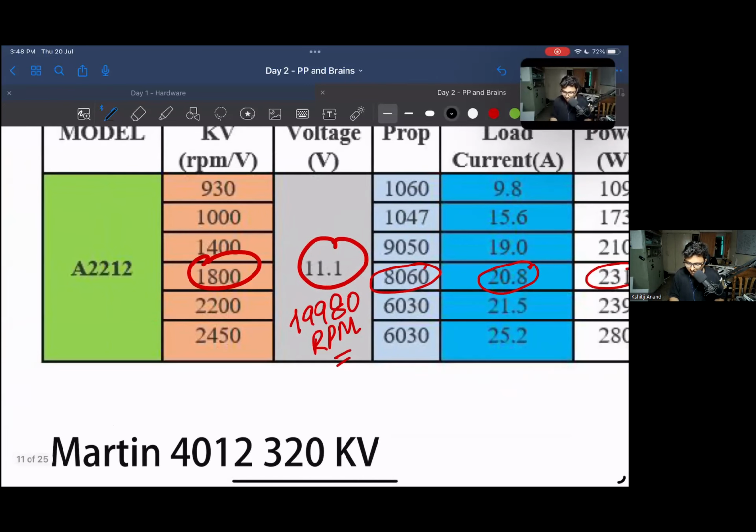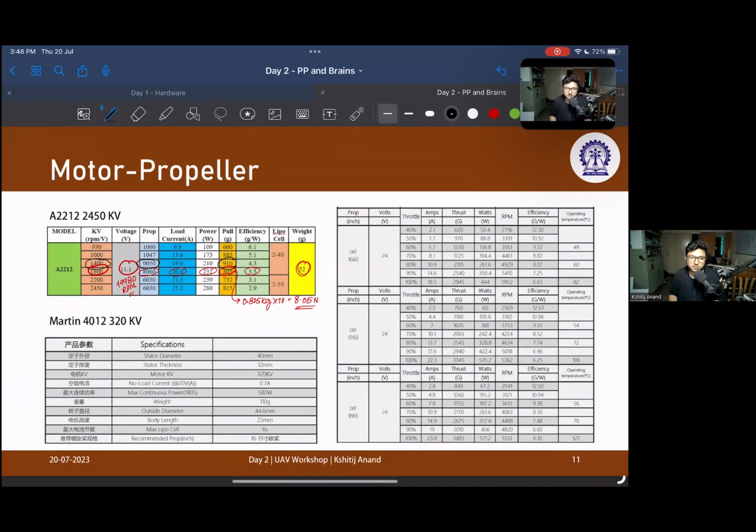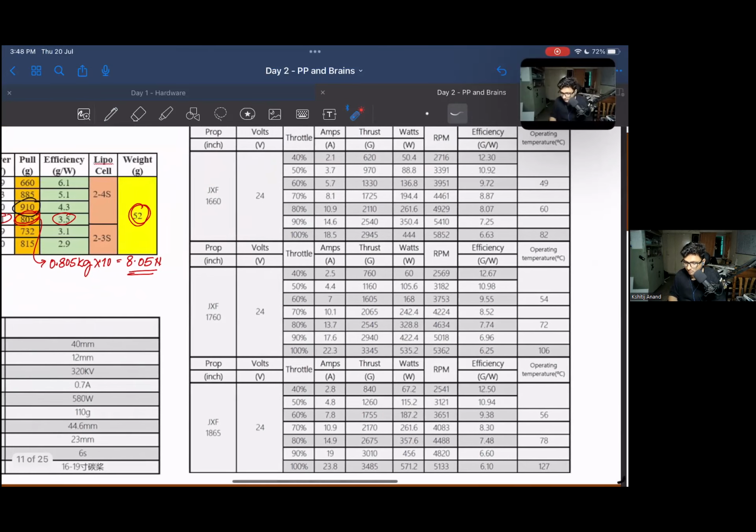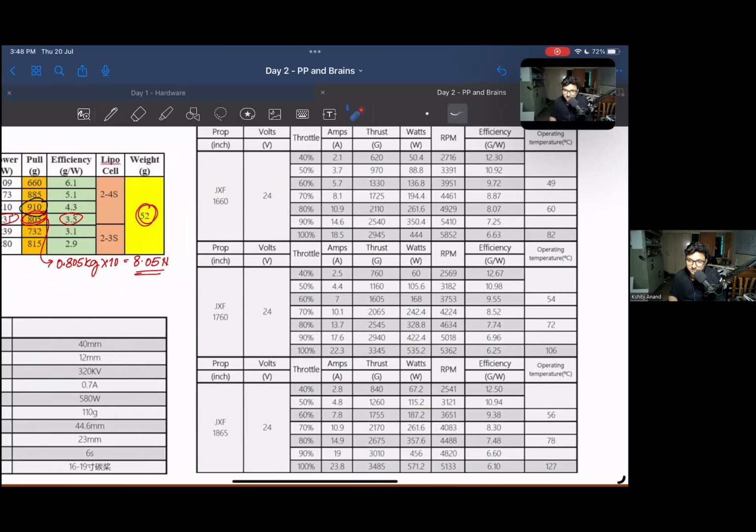So we'll move forward with the 1400 and 9050 propeller. Okay. And then we go ahead and make our design calculations. Then I've also provided another data sheet if someone wants to look at it. So this is a much more diverse data sheet. If you look at it, they have basically taken one motor, that is the 4012 320 kV motor. Okay, they have fixed the motor, the kV rating, and the stator height and stator dia, and now they have tested it against various propellers. Okay, and this is a much more detailed sheet.